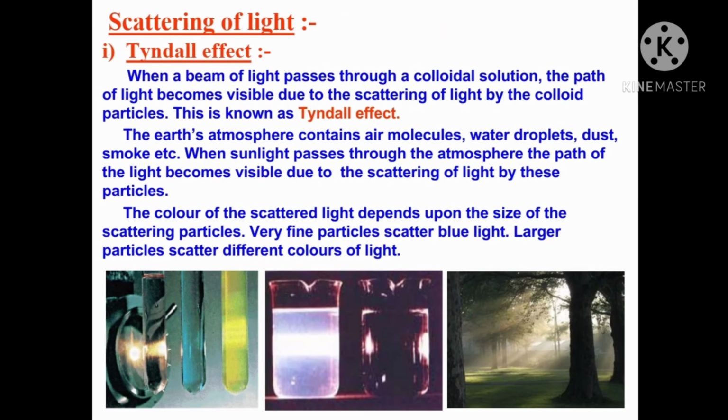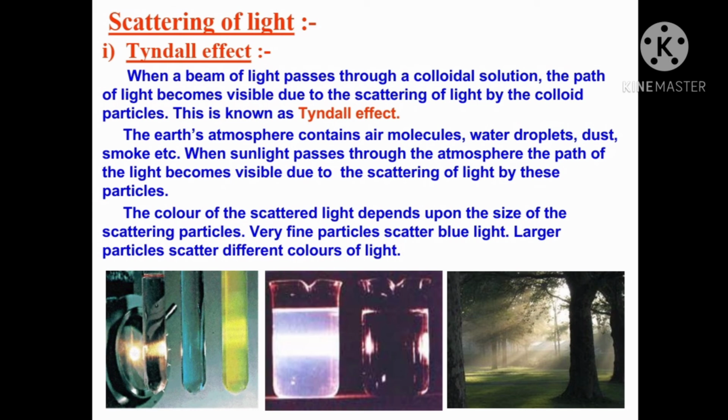Now, the next article of your book is 11.6, scattering of light. The blue color of the sky, the color of water in the deep sea, and the reddening of the sun at sunrise and sunset are some of the wonderful phenomena that we are familiar with. In your class 9th, you have learnt about scattering of light by colloidal particles. The path of a beam of light passing through a true solution is actually not visible. However, its path becomes visible through a colloidal solution.